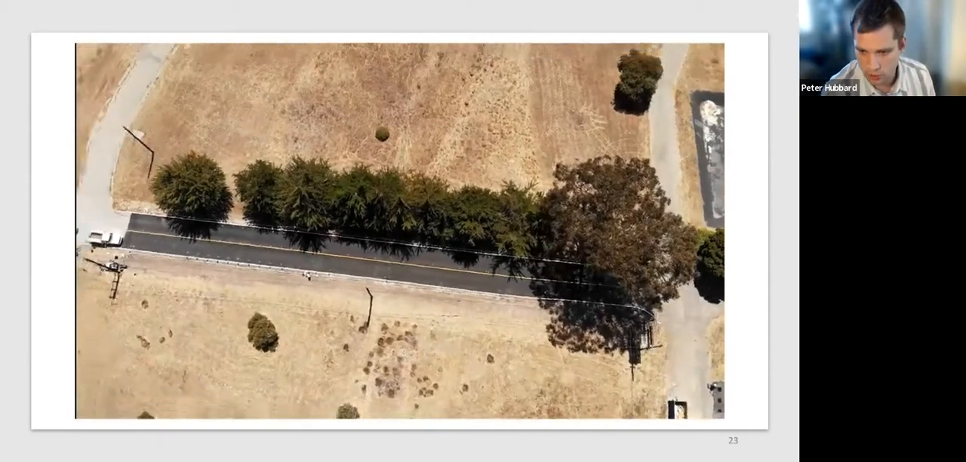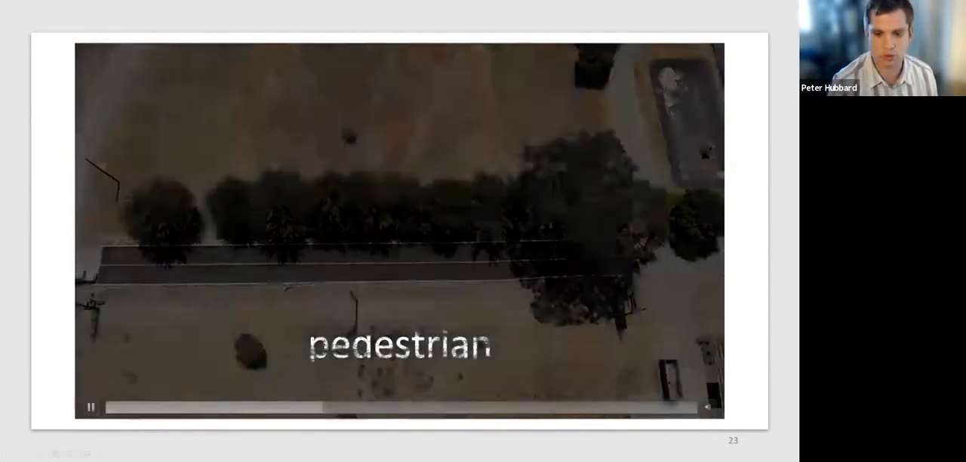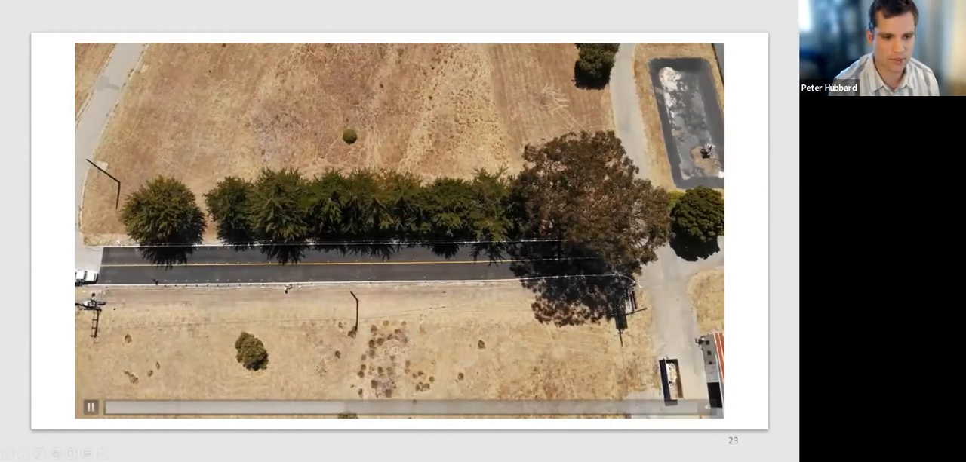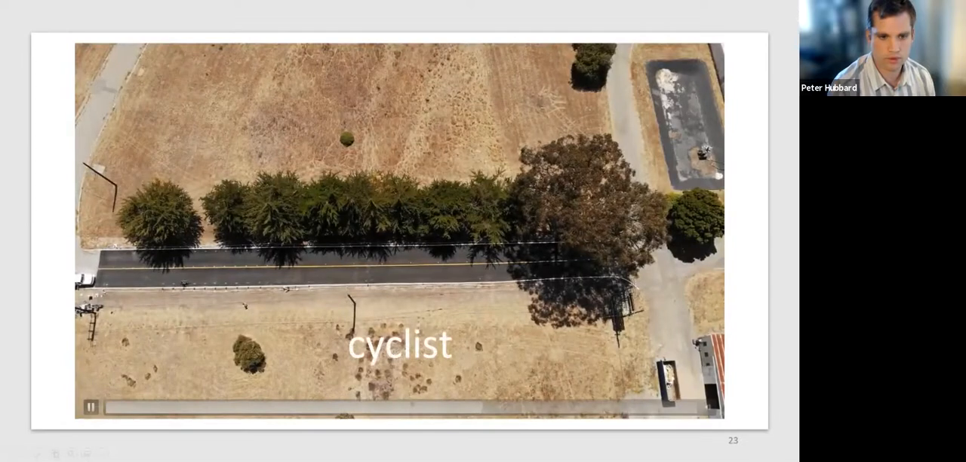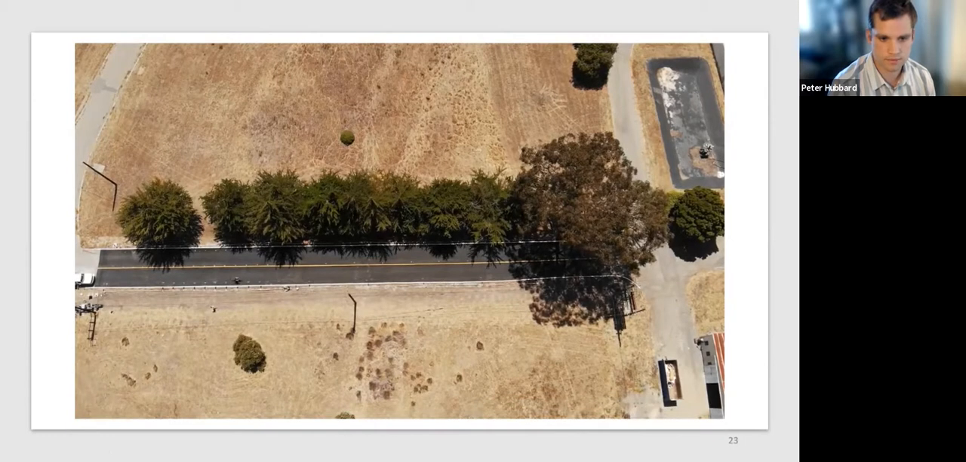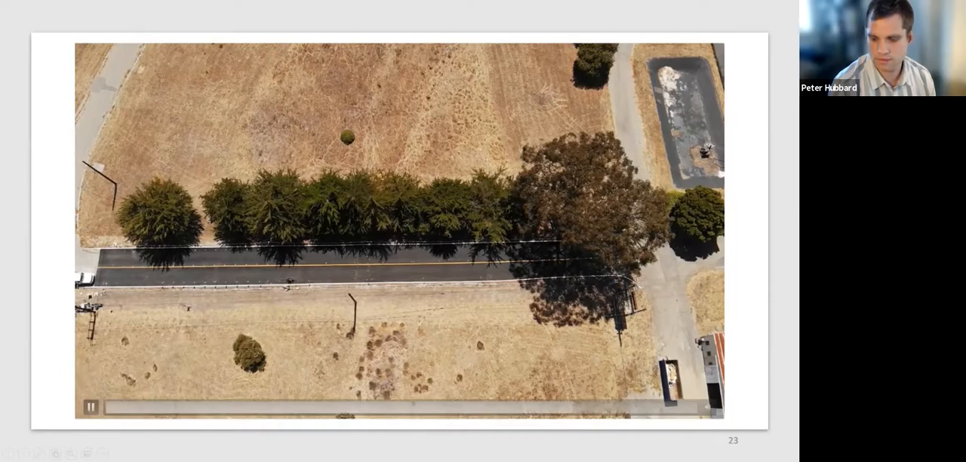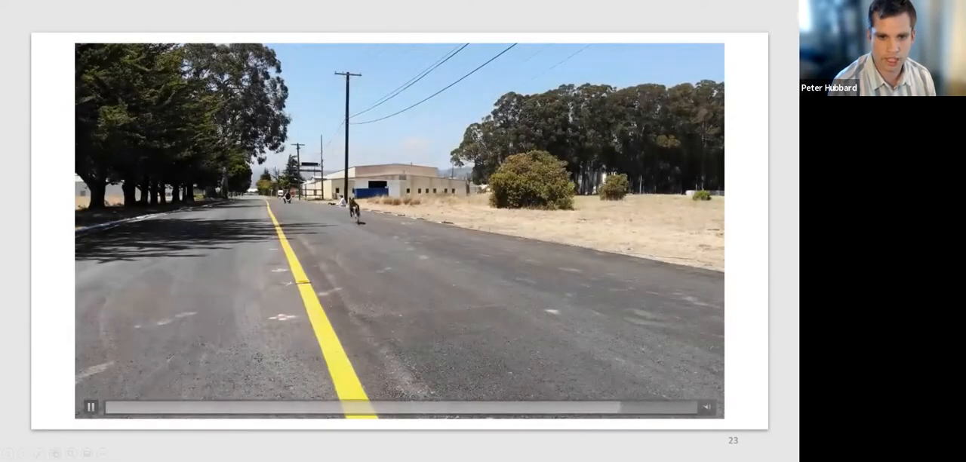Unfortunately, my drone died and I was running on the road, so sorry about that short one. Didn't die again though. Here's a pedestrian. It's also just me, by the way. Cyclist. My personal favorite, my puppy Gia.